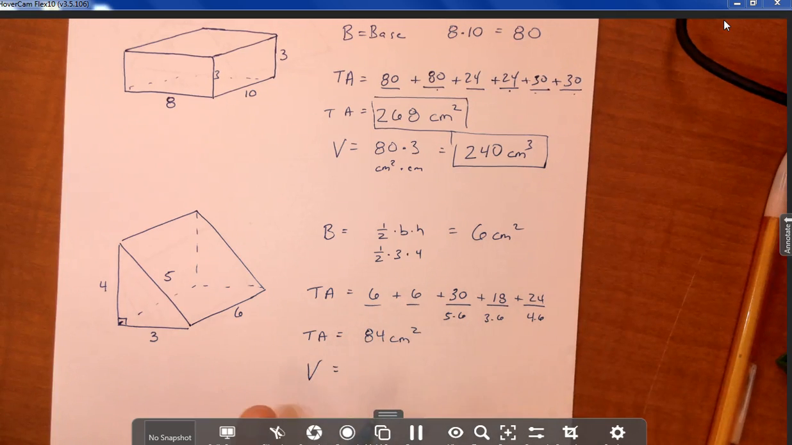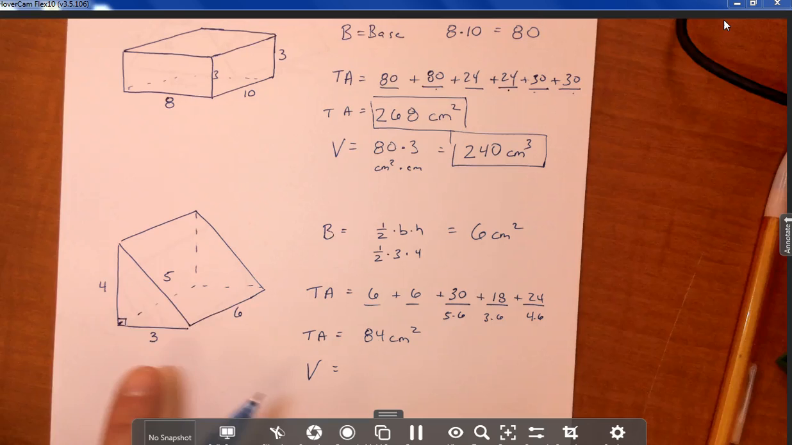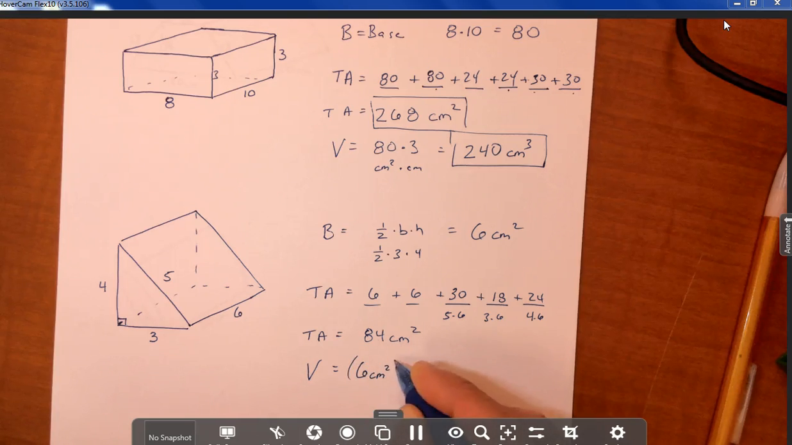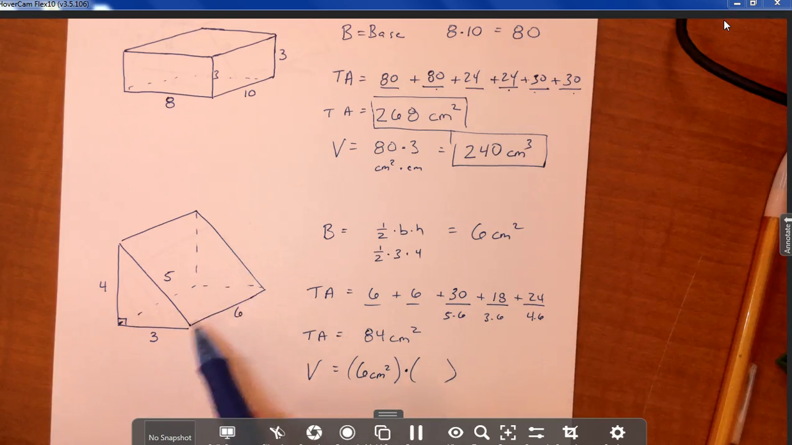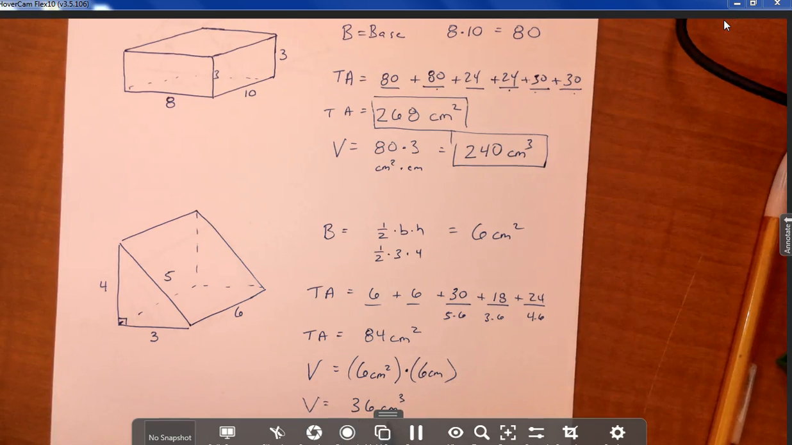Okay, volume. Remember that volume is the area of the base, which is the triangle. So that was our 6, and that's really 6 square centimeters. That's an area. And we're going to multiply that by the height. The height is how far from one triangle to the opposing congruent triangle, and that was a distance of 6 units apart. That is a length. And so we have 6 times 6, which is 36, and the centimeters squared times another centimeters gets us to centimeters cubed. So volume is 36 cubic centimeters.